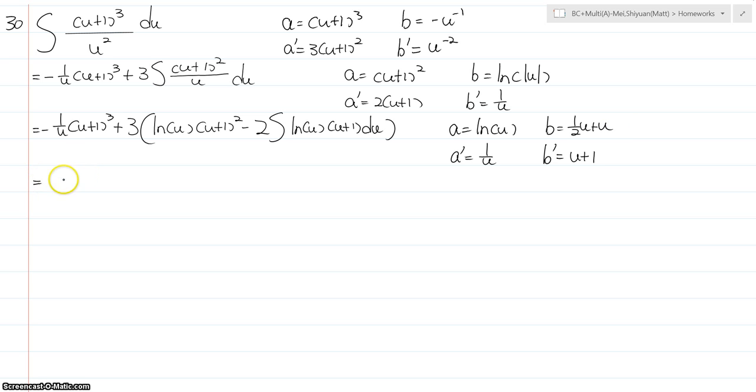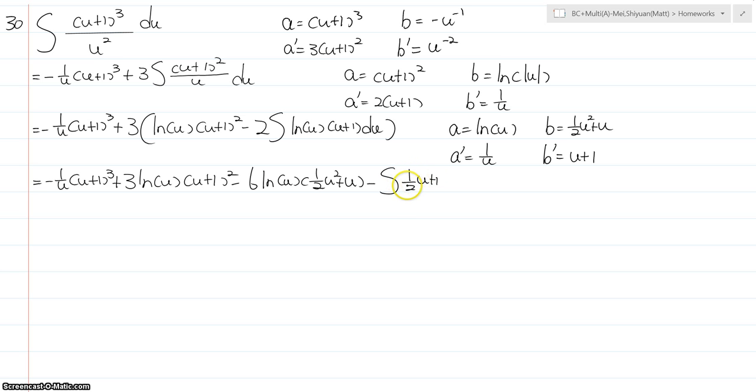This thing up front is always itself, plus, multiplied then by 3, ln u times (u plus 1) squared, minus 6 ln u times (1/2 u squared plus u), minus the integral of a prime times b, which will be 1 over u times (1/2 u squared plus u), so it would be 1/2 u plus 1 du.